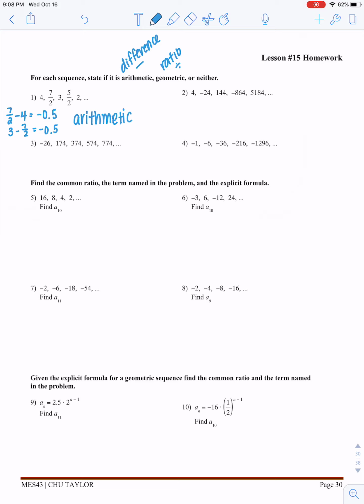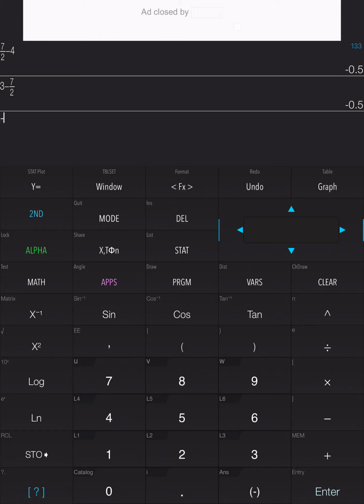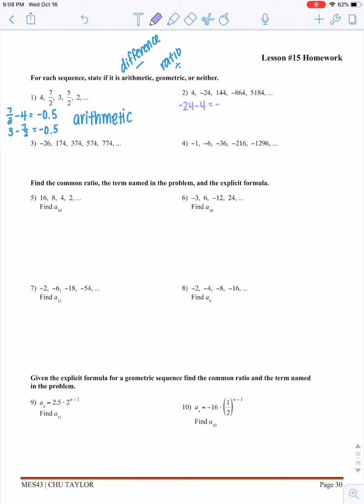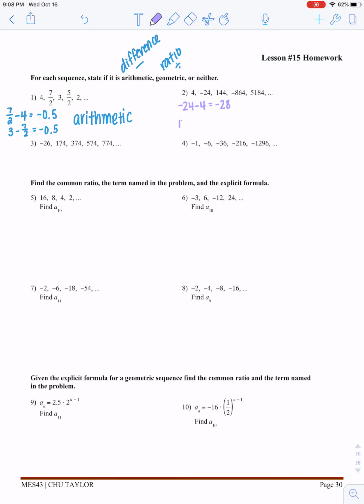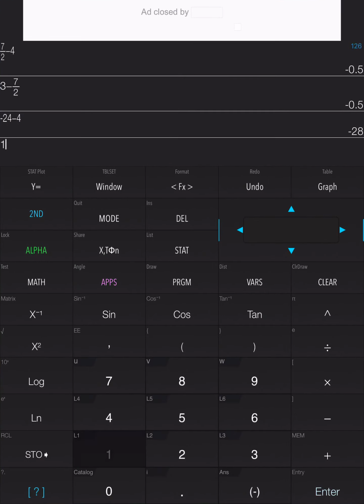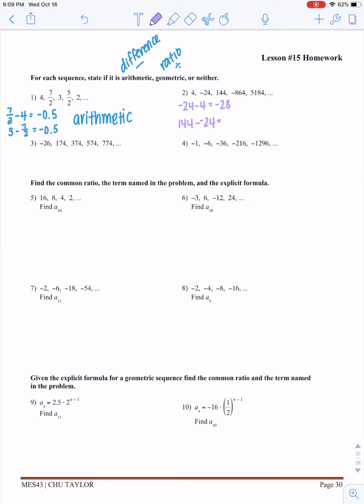All right, let's check this next problem. Let's do number 2. So first we're going to do the subtraction again. So negative 24 minus 4. Remember, always the second term and then subtract the first term. Negative 24 minus 4, we get negative 28. And then we're going to do 144 minus negative 24. And let's see what that gets us. That gives you 168. And that's not a common difference. So this one's definitely not arithmetic.